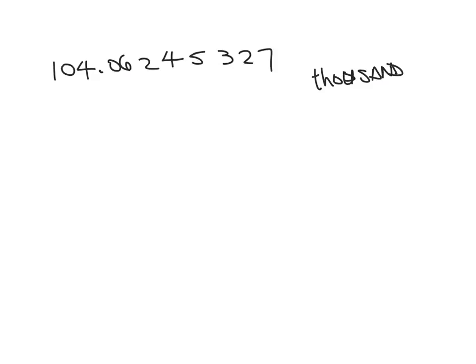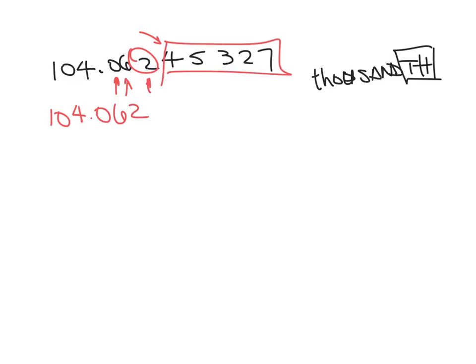Alright, let's look at another one. 104.06245327, and we are rounding to the nearest thousandth. Notice, if there is a TH at the end, that means we are to the right of the decimal. So the thousandths place. That's the one we're changing. Is this number 5 or bigger? No, it is not. If it's not 5 or bigger, we change nothing except everything to the right goes to zeros, which you don't even have to show. Just stop it at 062.